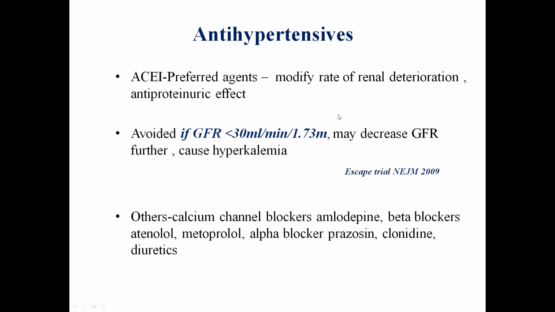And the antihypertensives that are preferred for preventing the progression: if the patient is having significant proteinuria, then there is a point in starting ACE inhibitors or ARBs. But ACE inhibitors and ARBs should be given carefully. They should not be given to patients who have a GFR below 30 ml, because this can cause significant hyperkalemia.